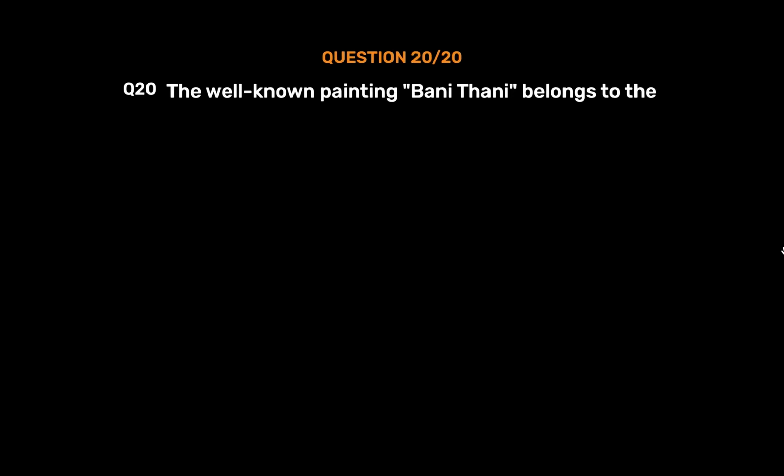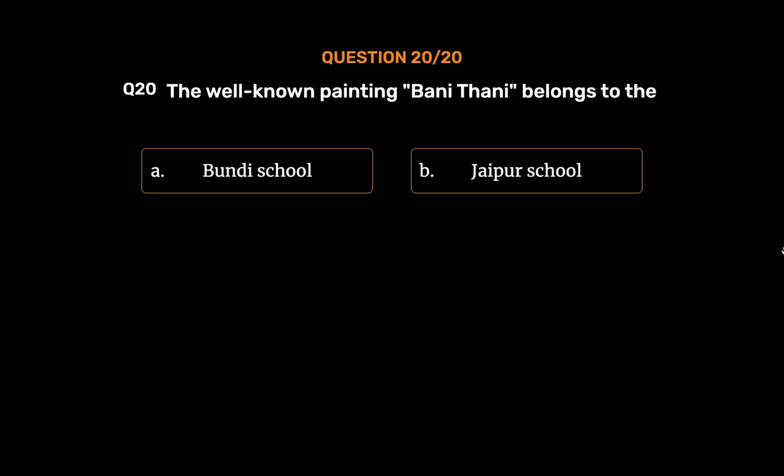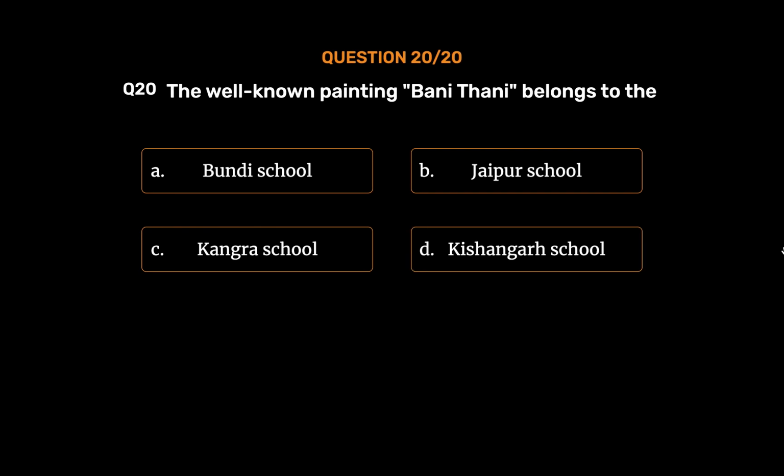Question number 20. The well-known painting Bani Thani belongs to the Option A. Bundi School. Option B. Jaipur School. Option C. Kangra School. Option D. Kishangarh School. The correct answer is Option D.